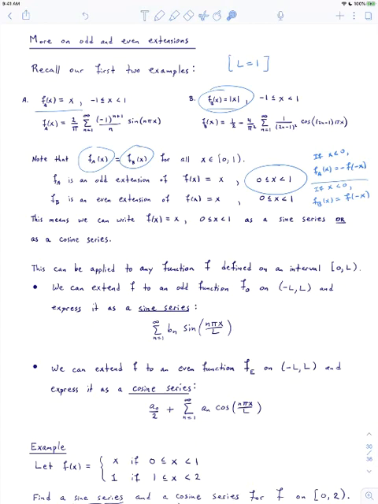So f_a is an odd extension of our function. Notice we're just defining f(x) = x for x between 0 and 1. So f_a is defined between -1 and 1. So it's an extension. If we're defining an extension this way, we don't get the -1, but that's fine.